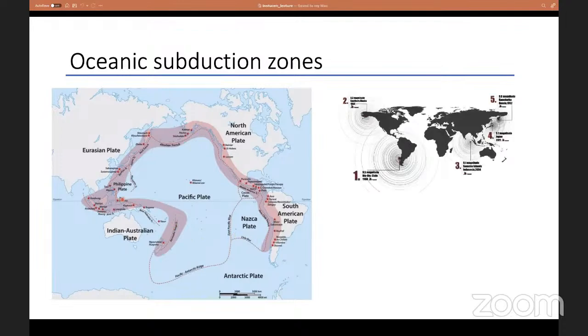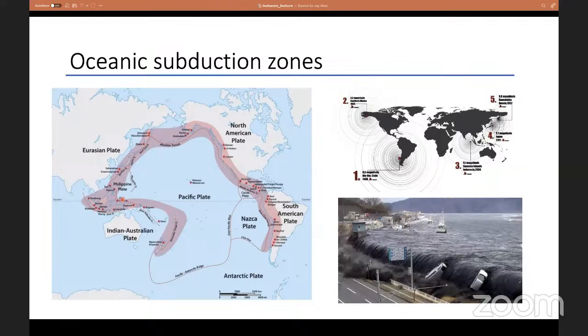This also happens to be the zone where the five strongest earthquakes ever recorded on Earth have taken place. Also, when we have underwater earthquakes, we do have something that we call tsunamis, that are correlated with these underwater earthquakes, and these are massive waves that are highly destructive for humans as well as the natural environment. So these are some of the major destructive processes associated with subduction zones.